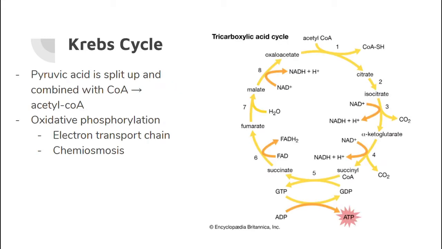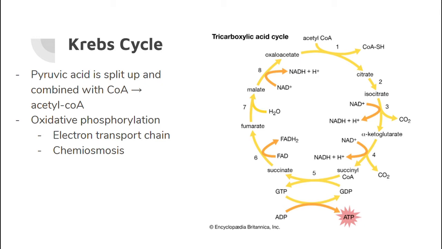After glycolysis takes place, we move into the citric acid cycle, or the Krebs cycle. This is where glucose is oxidized to carbon dioxide and ATP is generated by substrate level phosphorylation. The remaining energy is transformed to NAD plus and FAD. Before entering the Krebs cycle, the pyruvate combines with coenzyme A, and this creates acetyl-CoA.